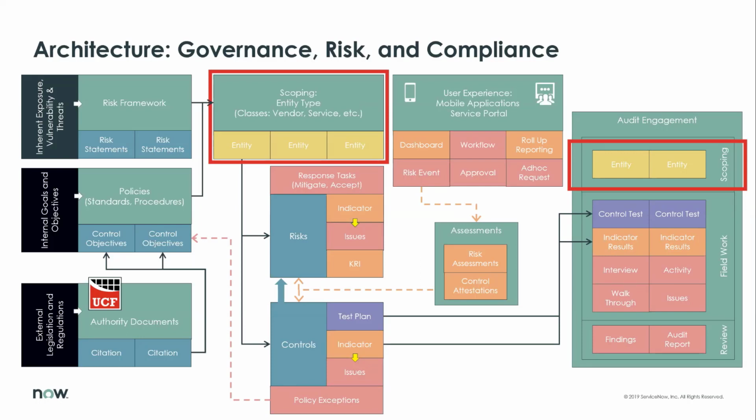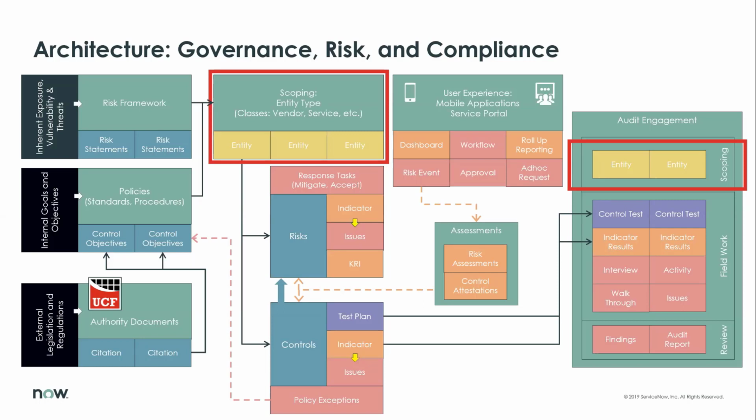Well, the first phase of an audit engagement is defining that scope, where you select all of those entities that we need to bring into this particular engagement in order to perform this audit exercise. And then you move forward into the field work.